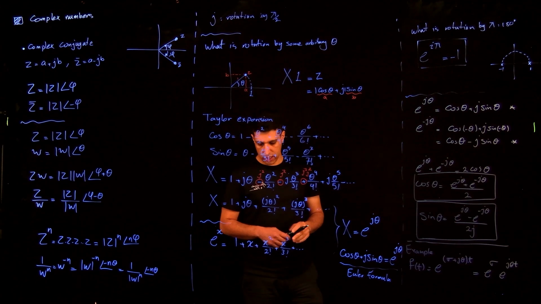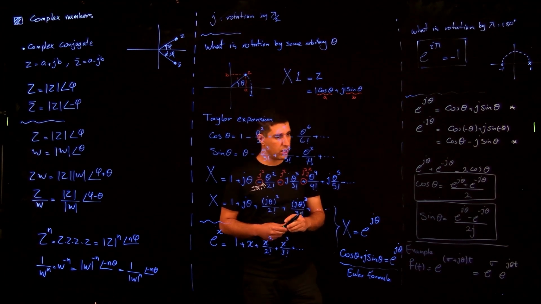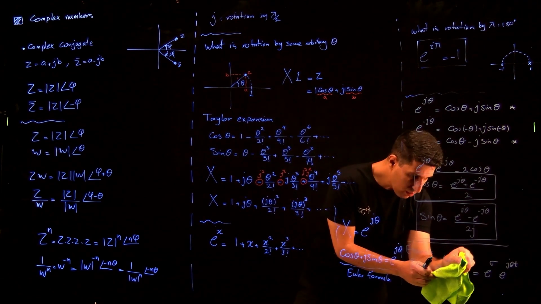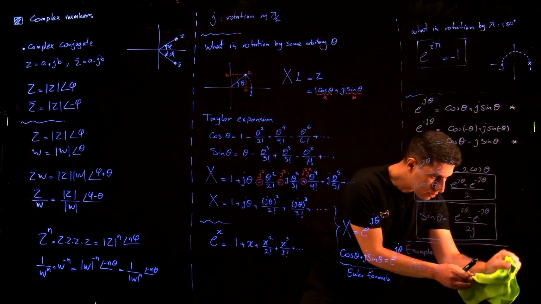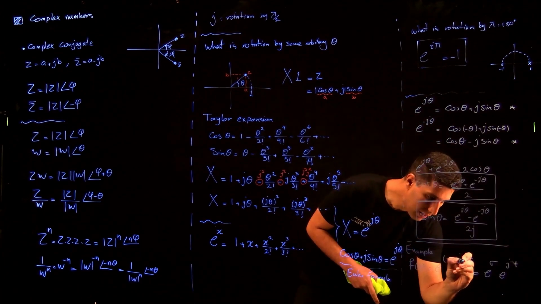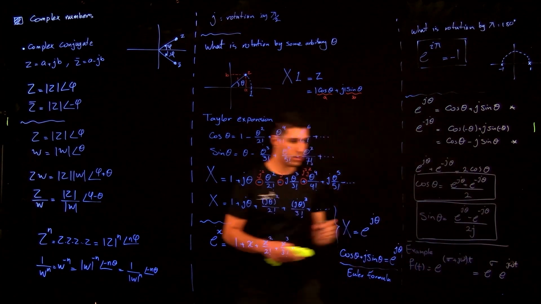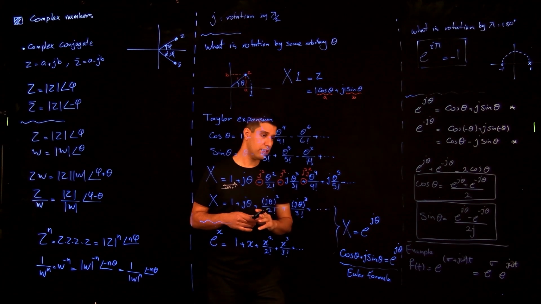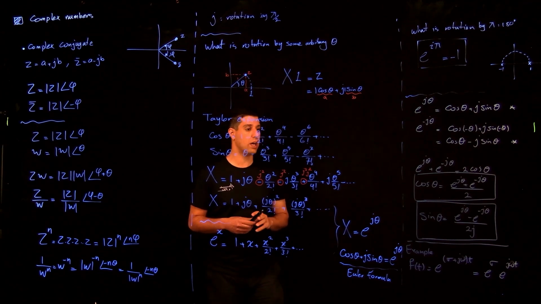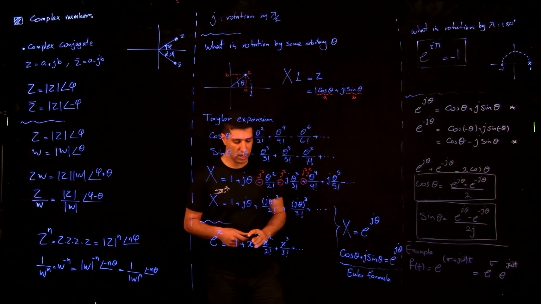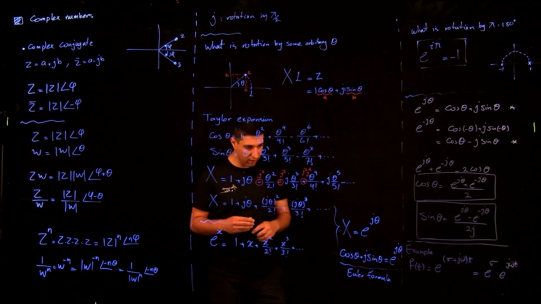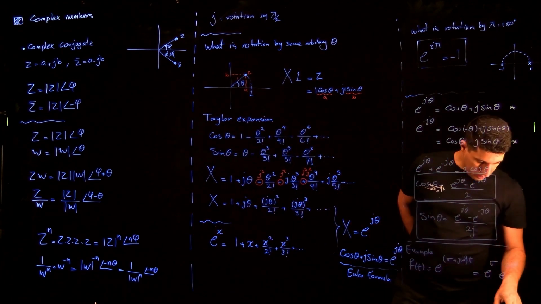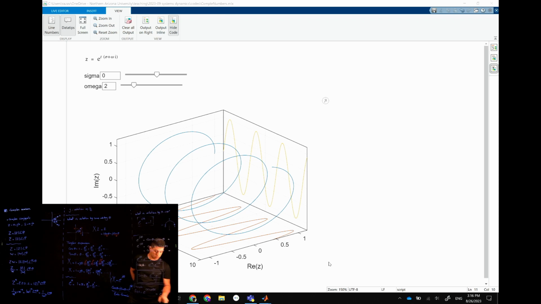I want to call it omega because it looks nice. So e to the sigma t times e to the j omega t. This way is a very, very common form that comes out in the entire course. And I think it's useful to have some form of visualization of this.